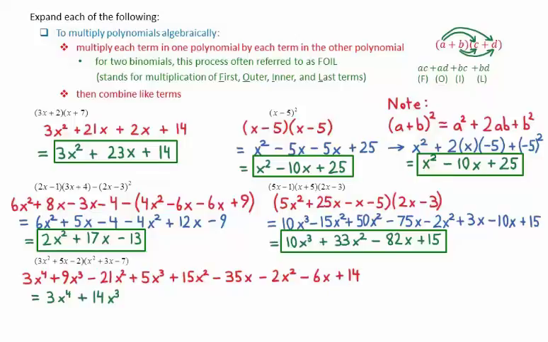Onto the x squared terms, we have negative 21x squared plus 15x squared minus 2x squared. This gives a result of negative 8x squared. Then the x terms, we have negative 35x minus 6x. This gives negative 41x. And finally, we have only one constant term, plus 14.